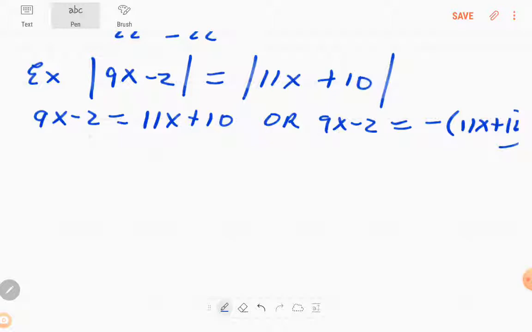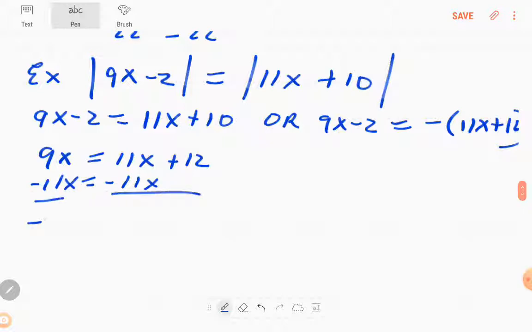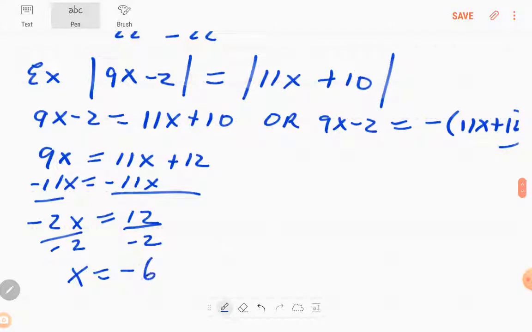So here I can add 2 to both sides. I get 9x equal to 11x plus 12, and subtracting 11x from both sides gives us minus 2x equal to 12. Then divide both sides by the same value that's in front of the x. So we have x equal to minus 6.